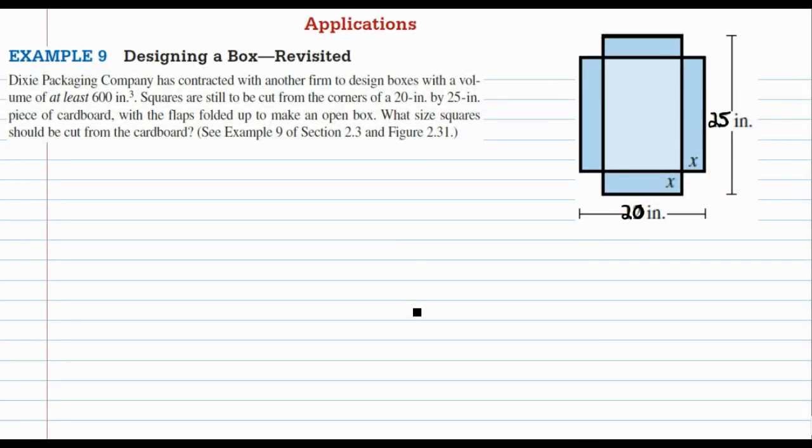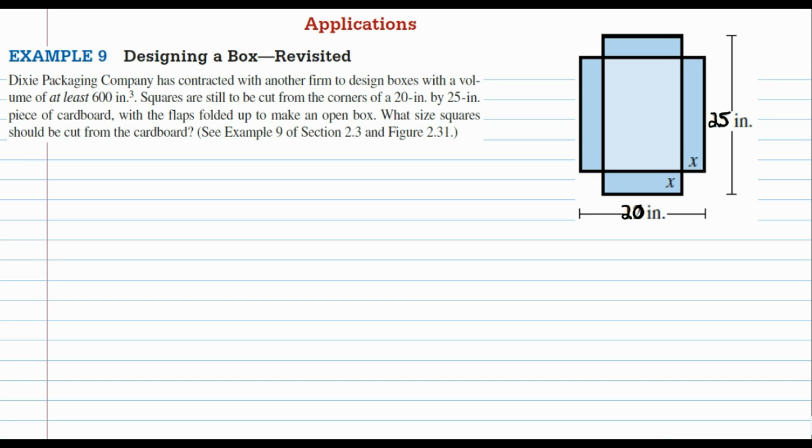This is the screencast for section 2.8, example 9. We're going to design a box again. The Dixie Packaging Company has contracted with another firm to design boxes with a volume of at least 600 inches cubed. So that's what's different in this problem.